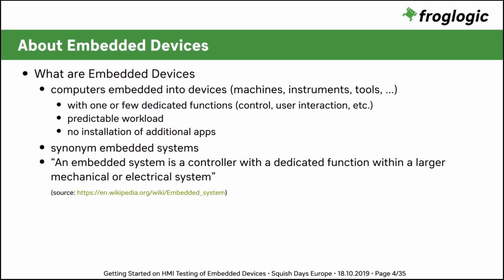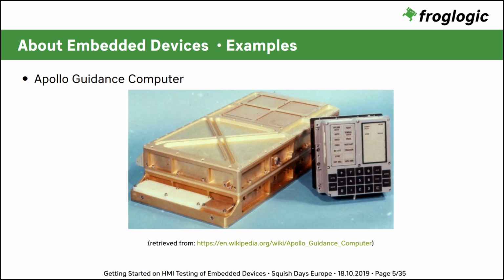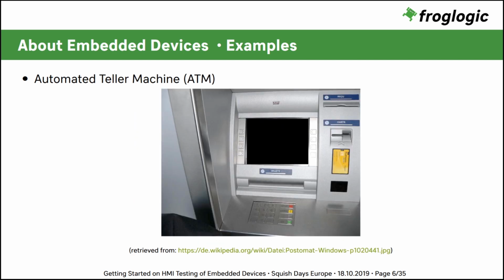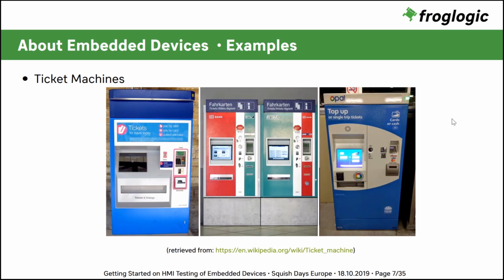Let me show you a few examples. So historically this is one of the first embedded computers or embedded systems. So it helped to navigate and land onto the moon 50 years ago. It is of course Apollo guidance computer. You are of course probably more familiar with the machines like these. So these are ATMs or cash dispensers, or maybe you are also familiar with this kind of machines. So these are ticket vending machines.